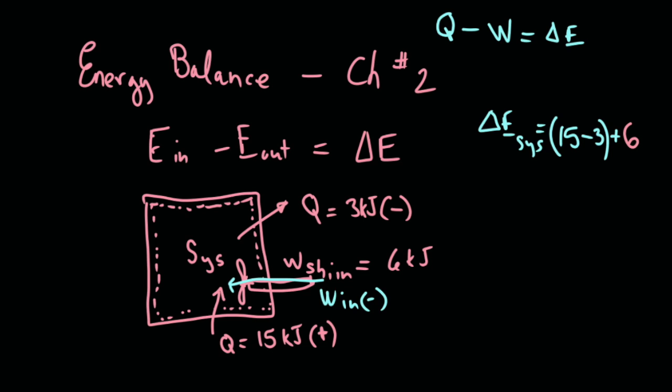Actually, I should do a different color. So it's positive 6 kilojoules. And so we have that the total is now 15 minus 3 plus 6 is equal to 18 kilojoules. So we have that the net energy that the system experiences is a total of 18 kilojoules, and that's 15 minus 3. So that's 12 plus 6 gives us 18. And that's how we defined energy coming in and out of a system.